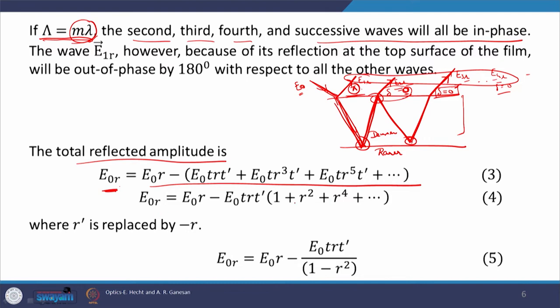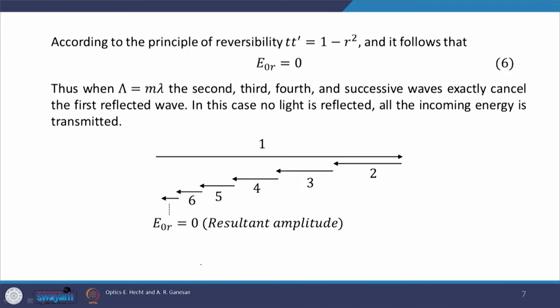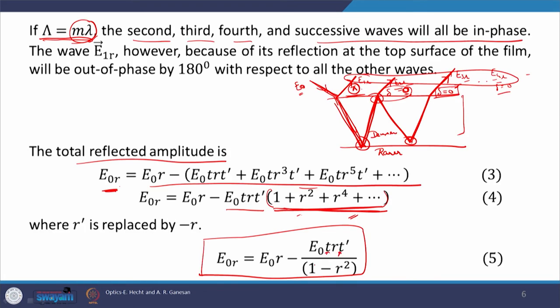Once it is done, then we see that E naught T R T prime is common in all these terms, therefore it can be taken out, and what is left is here in this bracket. Okay? Now you see that this is a GP, geometric progression. Okay, and we know how to add a geometric progression. We used our knowledge of GP here, added them up, and we have this final relation for the total reflected amplitude. Okay, now the principle of reversibility also gave another Stokes relation, which is TT prime is equal to 1 minus R square. Now if you replace TT prime, which is here in the numerator, by 1 minus R square, then this is what you get.